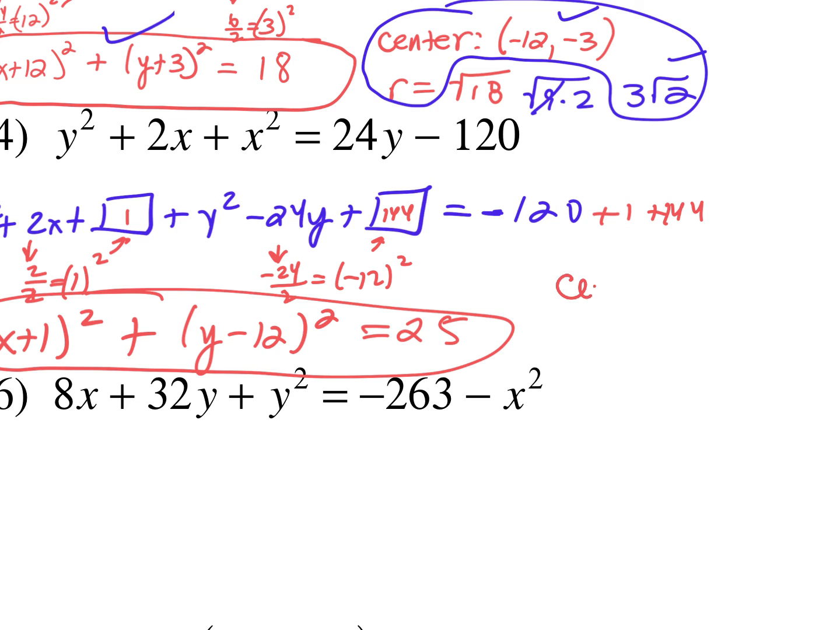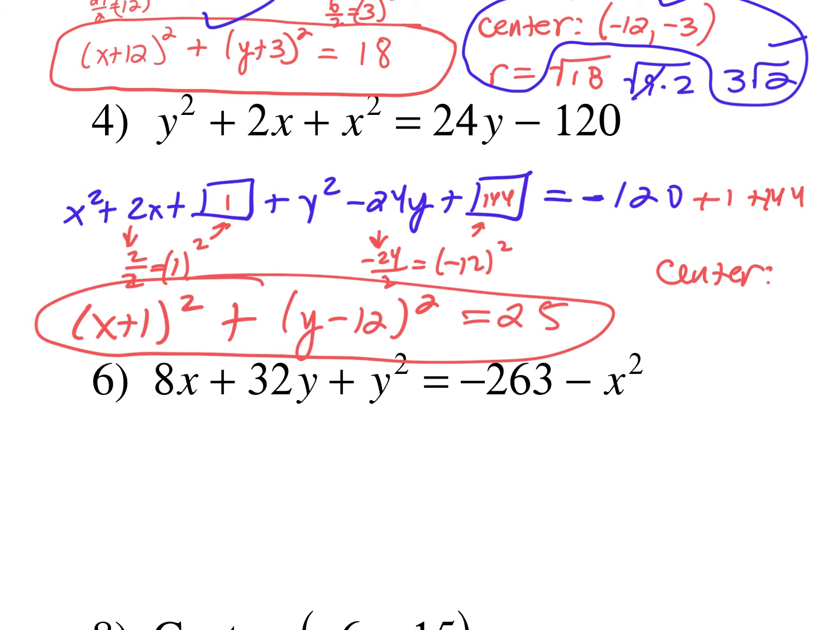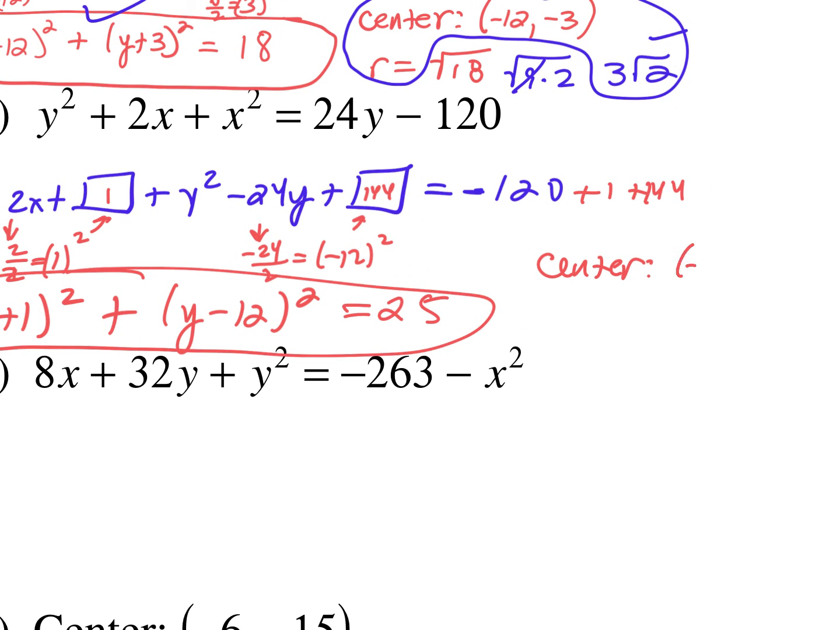So now you guys tell me what the center is. What's the center? What's the x? What's the y? Negative 1, positive 12. It's the opposite of what you see. And then my radius. Well, radius squared is 25. So what's the radius? 5. Take the square root. Good.